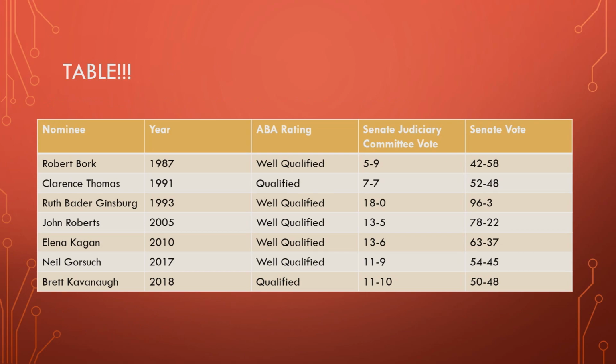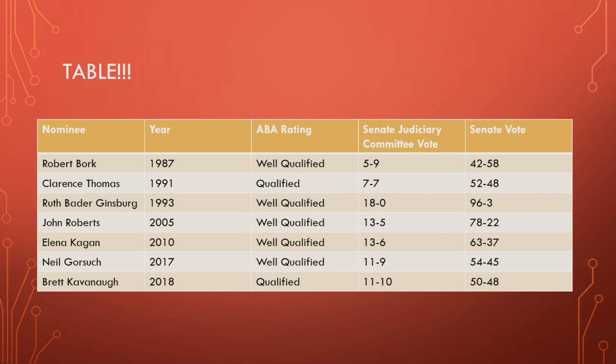Here's a nice table that outlines that. Robert Bork, who was refused entry to the Supreme Court, was seen as well qualified by the ABA, but the Senate Judiciary Committee vote was 5-9, not recommending further action and saying that he should be removed from the race. But they took it to the Senate anyway, which he lost 42-58. So he didn't manage to get the majority, and he wasn't made a Supreme Court justice.